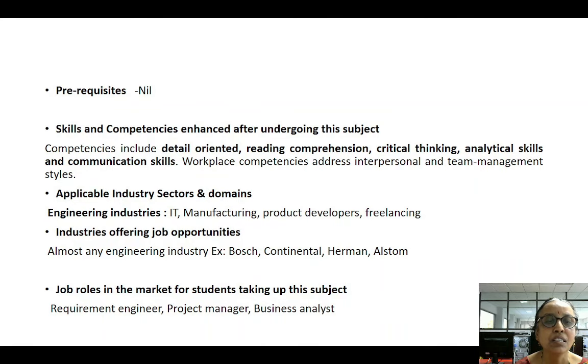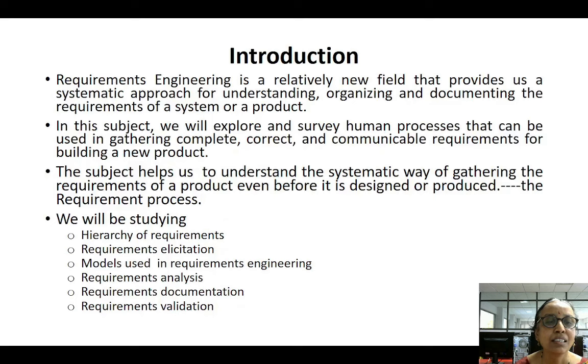The syllabus is divided into 5 units. The units are like this. First unit talks about the introduction to requirements engineering: why is it required, the hierarchical model. Second unit talks about requirements elicitation, that is the different types of requirement gathering methods, their advantages, disadvantages, and case studies. Third is about the models used in requirement engineering. Fourth talks about requirements analysis and documentation. And fifth talks about requirements validation.